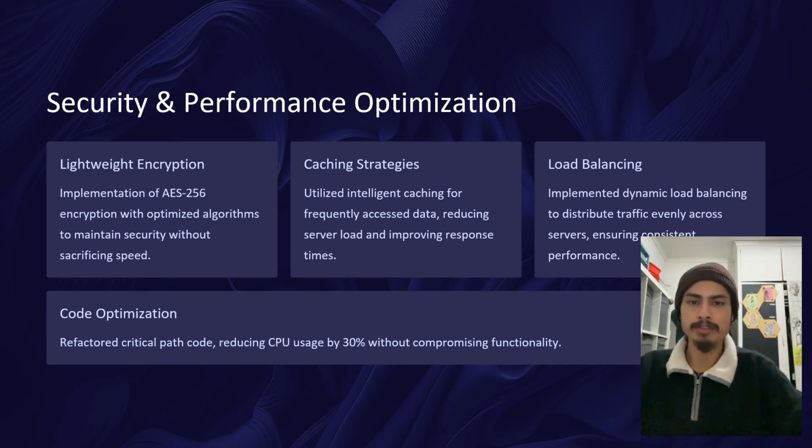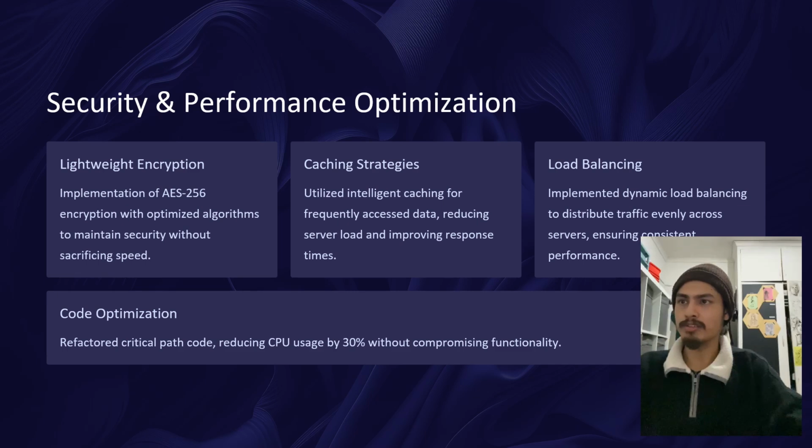Next one is balancing security and performance optimization. Balancing these two components was our biggest challenge. This is how we approached it. Firstly, we use lightweight encryption, which is AES 256 encryption, but optimized to keep the data secure without slowing the system down. It was very essential for protecting our sensitive information such as academic records.